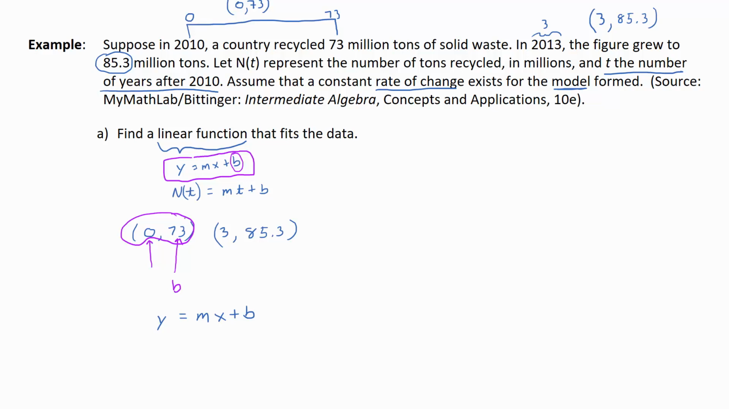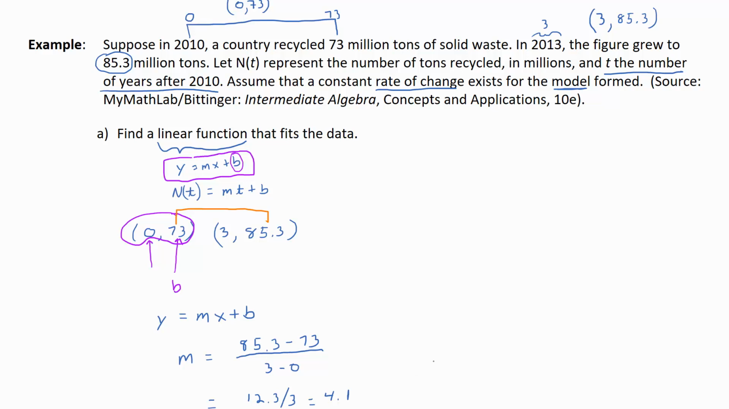Oh, how do we find m? Oh, that's just the slope between these 2 points, isn't it? It's also the rate of change. So the slope is going to be 85.3 minus 73. That's the rise. So, focus your eyes on these two values. Take 85.3 minus 73. That's your rise. And your run is going to just be 3, isn't it? 3 minus 0. And so you get 12.3 divided by 3, which turns out to be 4.1.